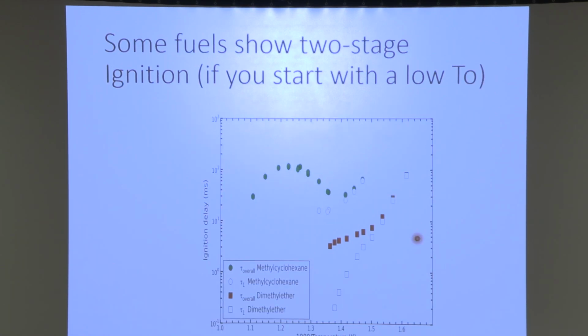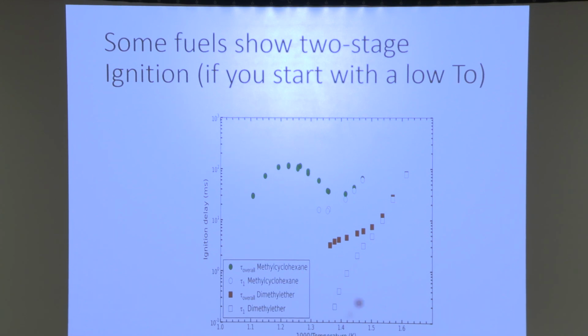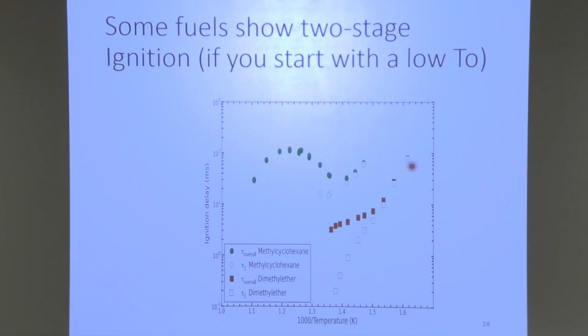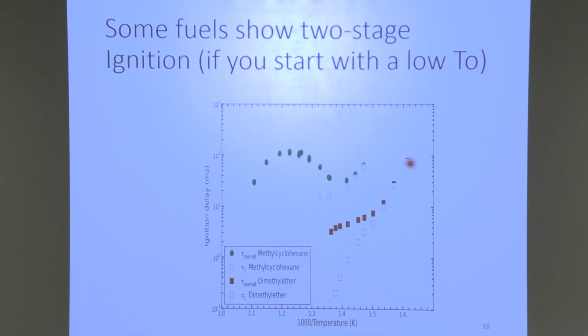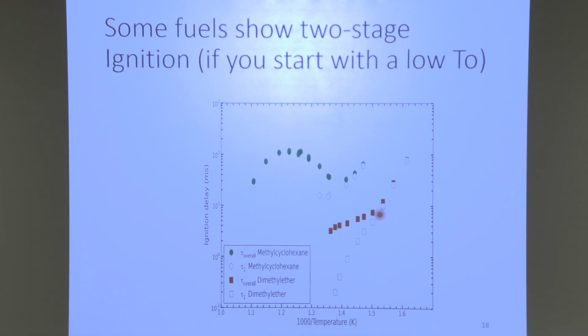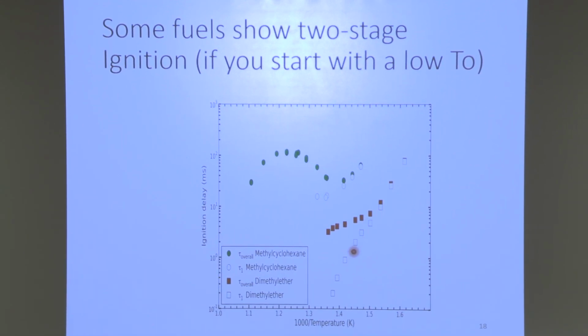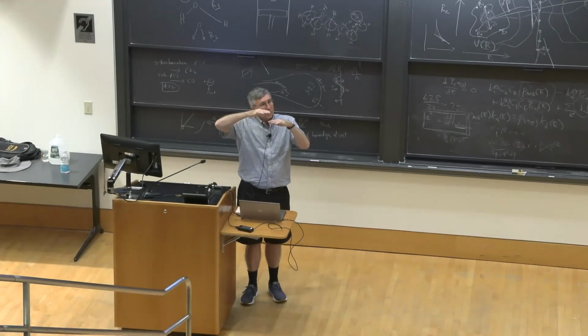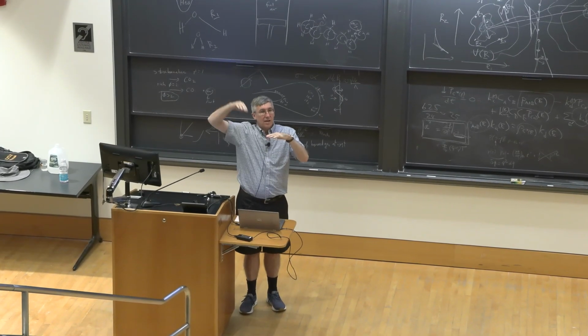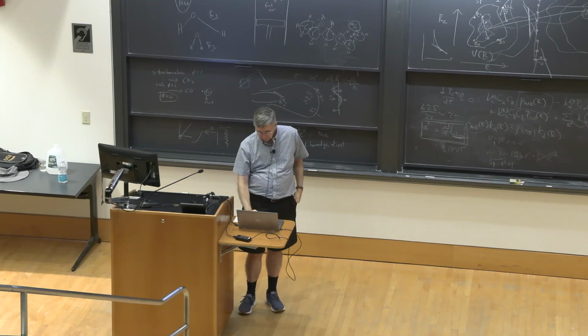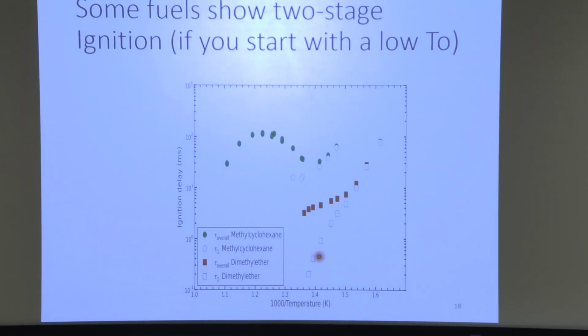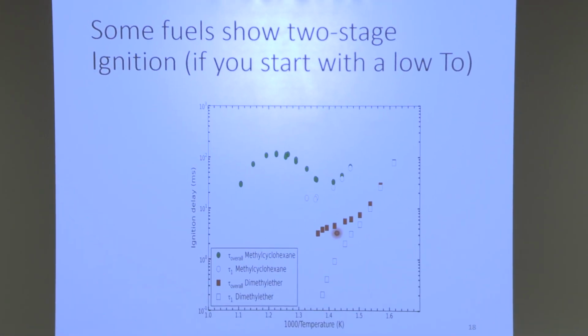Sometimes you see what's called two-stage ignition. So let's see if I can explain this. When you're at very low temperature, you have a long ignition delay. When you lower the temperature, you see something happen where the temperature rises, and then there's another delay, and then it rises a lot. It goes up in stages. And so you see the first step is at this time, and the second step is at this time.